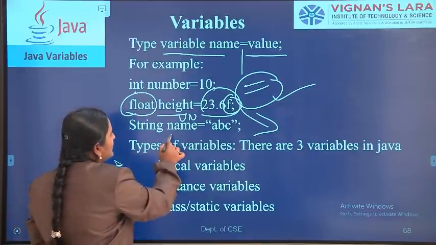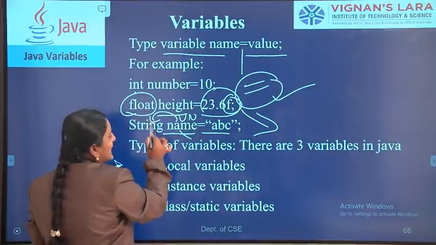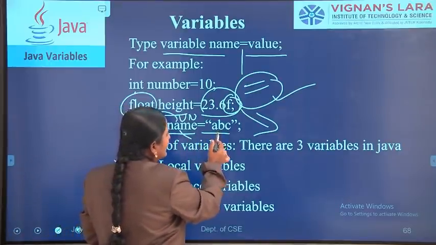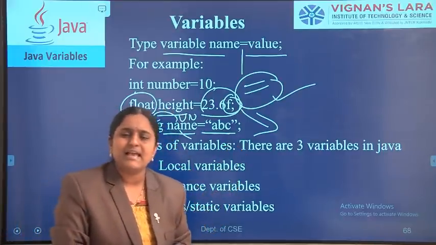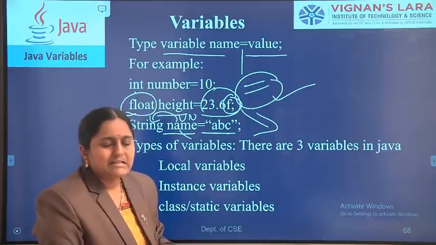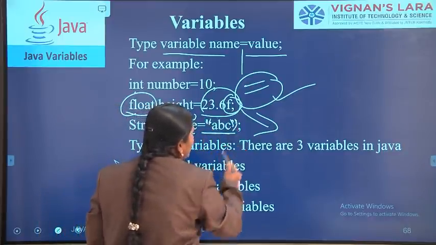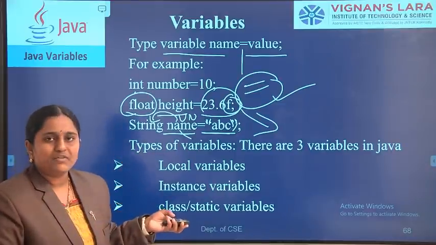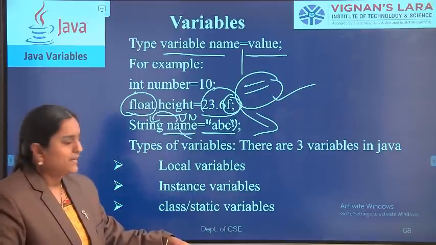Next one, string name equal to ABC. Here name is the variable name, and it holds the string data type. The value of the string is ABC. How can we assign the value to the variable? By using the assignment statement. In Java, strings are enclosed in double quotes. This is related to the variables concept. Next I will continue with the types of variables.